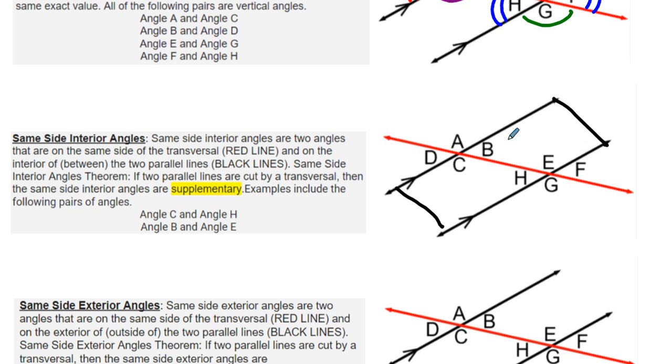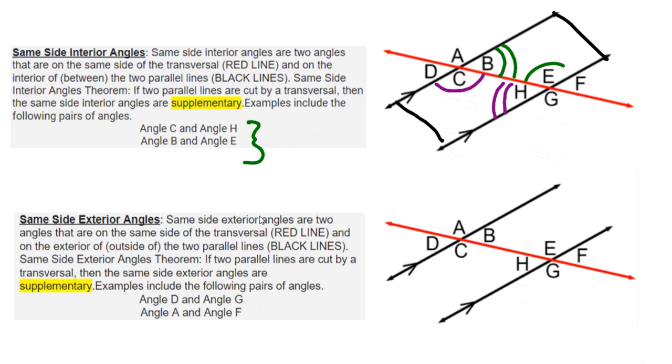So again, the only letters interior are C, B, E, and H. Okay, right there. So what we need is for it to be on the same side of the red line, and we need it to be inside of the box. So C and H is one example of same side interior angles. Okay, we also have B and E right there. So this is one pair, and this is the other pair right there. That's all there is. There's only two. Okay, notice just two.